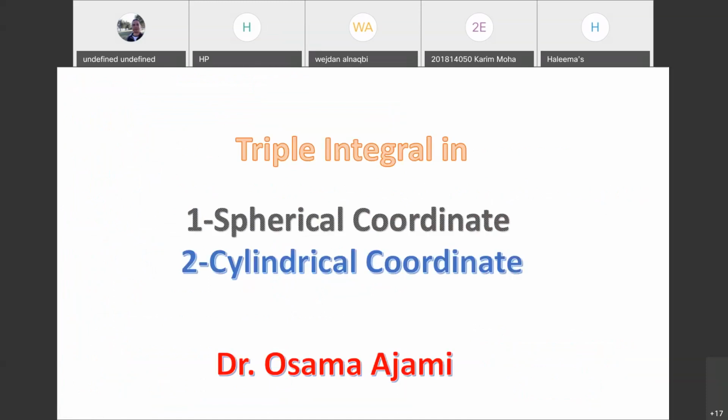Today we will speak about triple integrals in spherical and cylindrical coordinates. Okay. First, we have to define what a spherical coordinate is and what a cylindrical coordinate is.